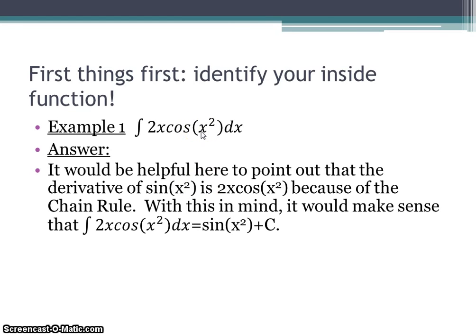It's got x squared. All right, so if we were thinking backwards, if we were to take the derivative of something that had an inside function of x squared, for example, sine of x squared, our derivative would be cosine of x squared, because we're taking the derivative of the outside function, times the derivative of the inside part, which is the derivative of x squared, or 2x. Altogether, we can see that the derivative of sine of x squared would be 2x cosine of x squared, because of the chain rule. So with this in mind, it would make sense that we would just integrate 2x cosine of x squared dx to get sine of x squared plus c.